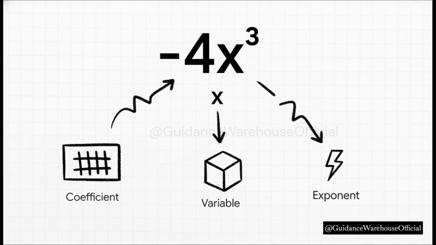So let's break down what one of these terms actually looks like. Let's take negative 4x cubed, for example. Every little piece here has a special name. The number out front, the negative 4, we call that the coefficient. The letter, x, well, that's our variable. And the little 3 up in the corner, that's the exponent. Pretty much every term you'll see in a polynomial is built just like this.